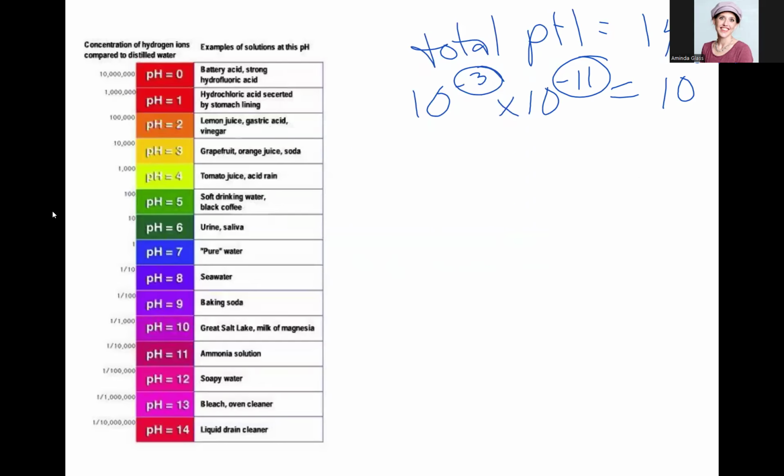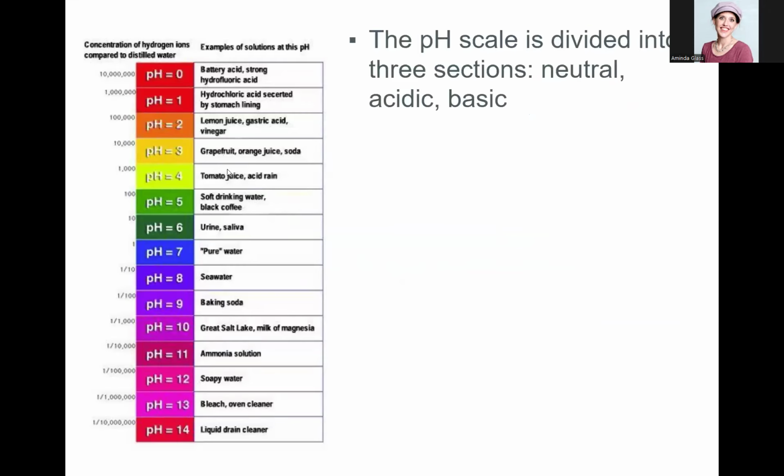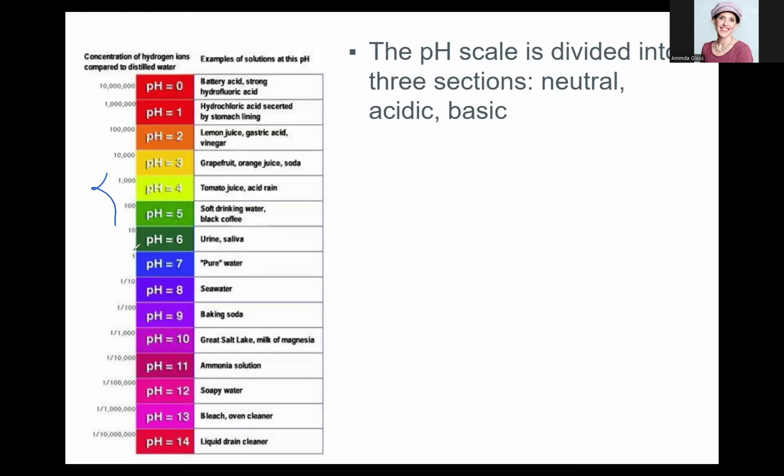Here are some examples of the pH scale and some common items that have this pH. So we have three different sections of the pH scale. We have acids, which is everything below 7. We have neutral, which is 7. And we have basic here. So this is acidic, and this is basic, and this is neutral.